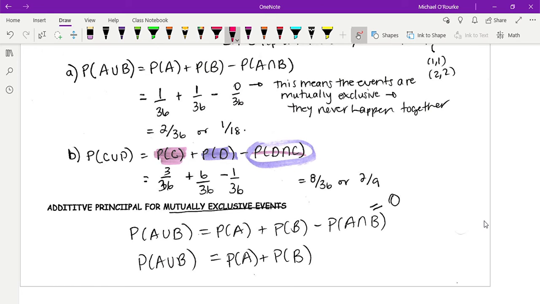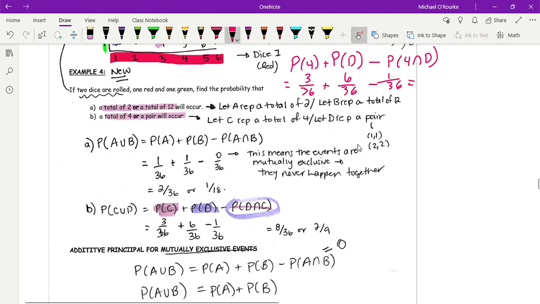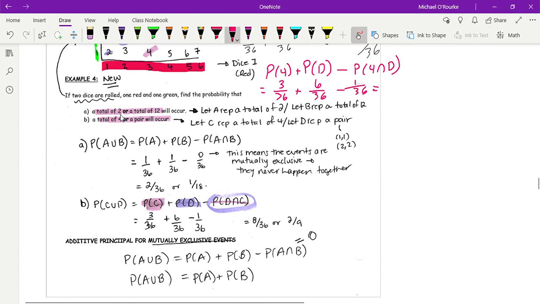Does that make sense? Not yet? Alright, so is the total of 2 or total of 12? No, total. So 2 or 12, correct. What's the probability of getting a 2 on your chart? 1 over 36. 1 of 36 options. What's the probability of getting a 12?